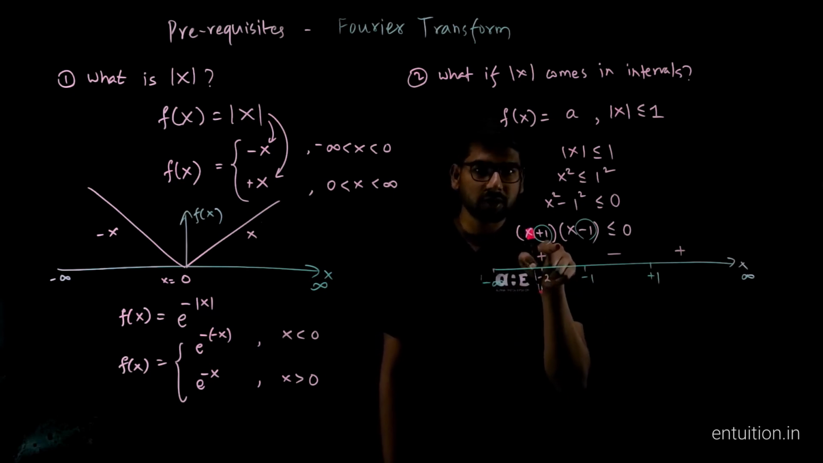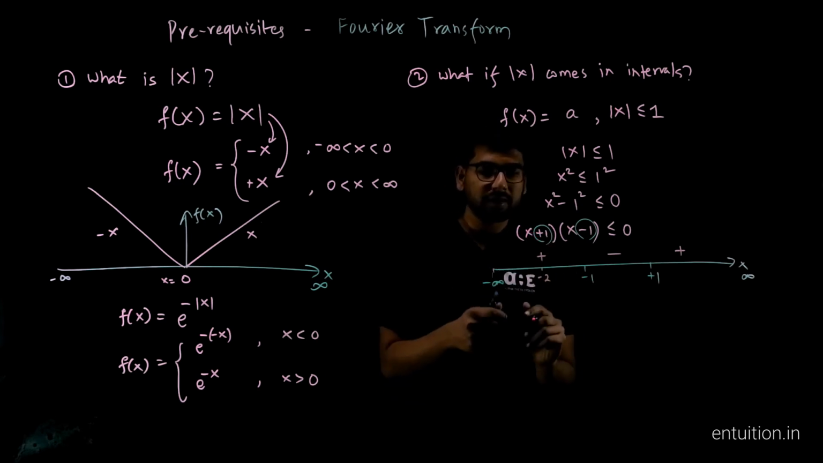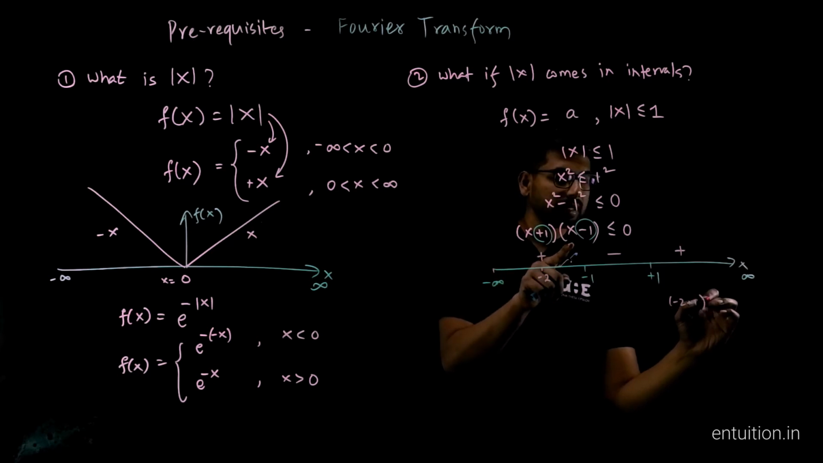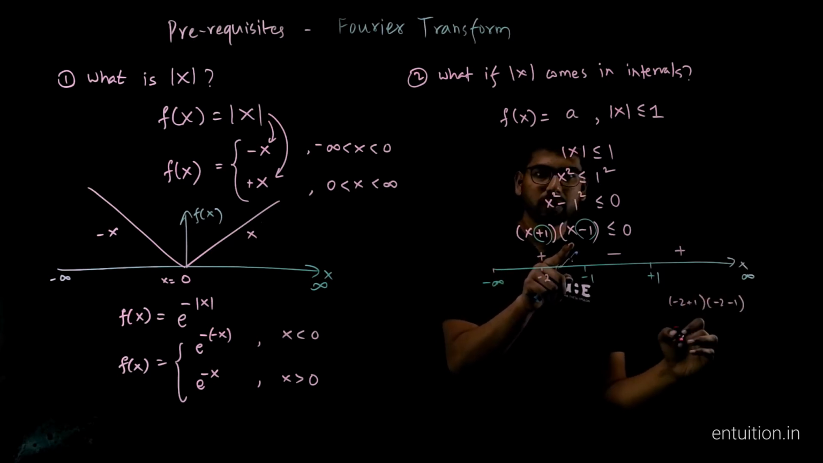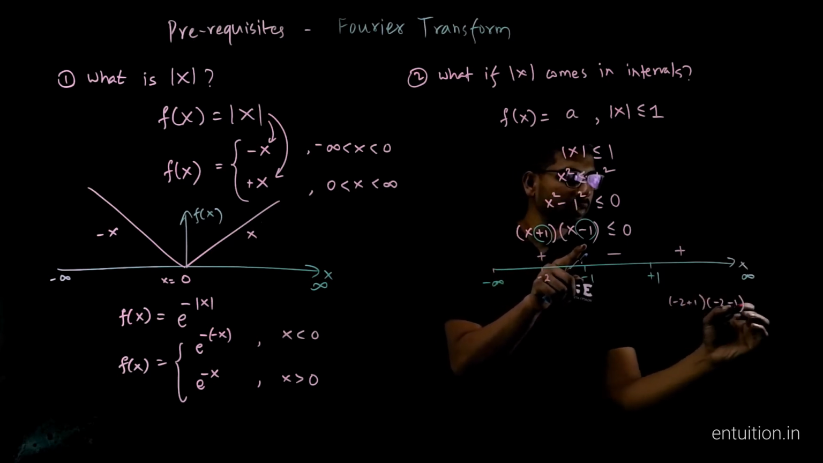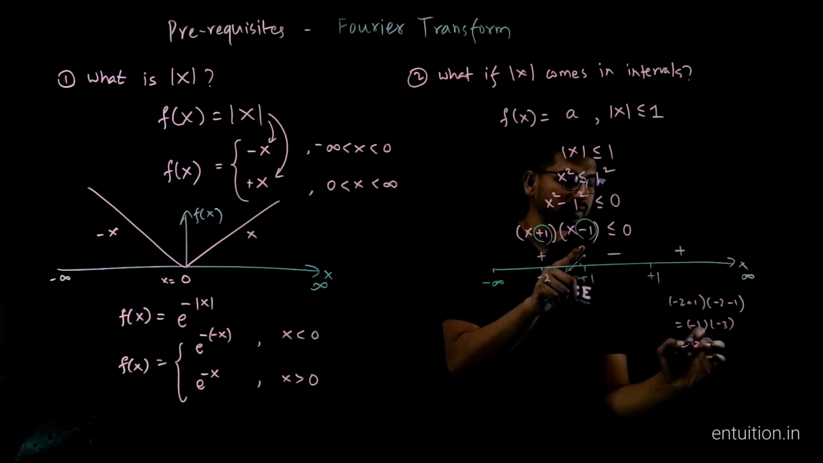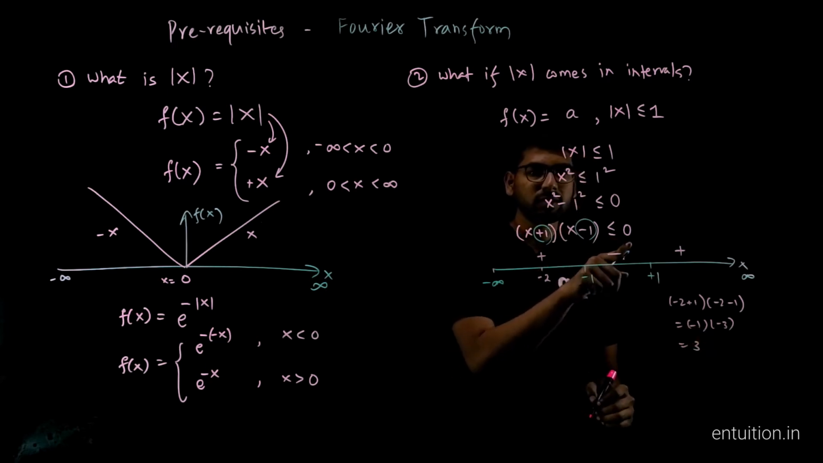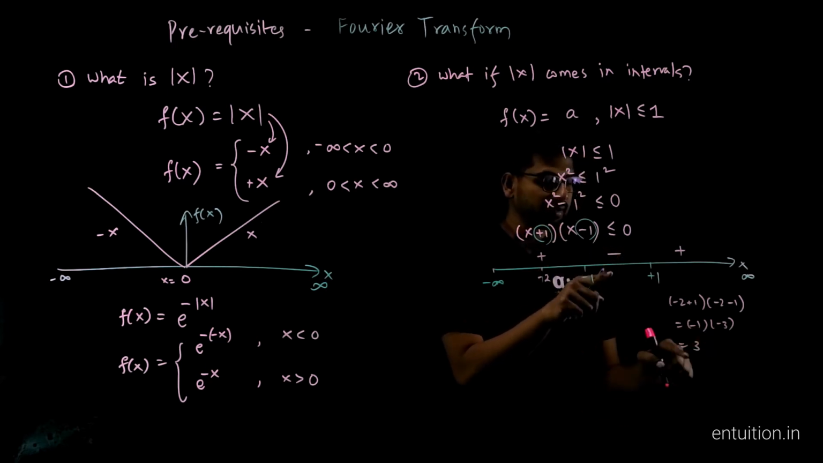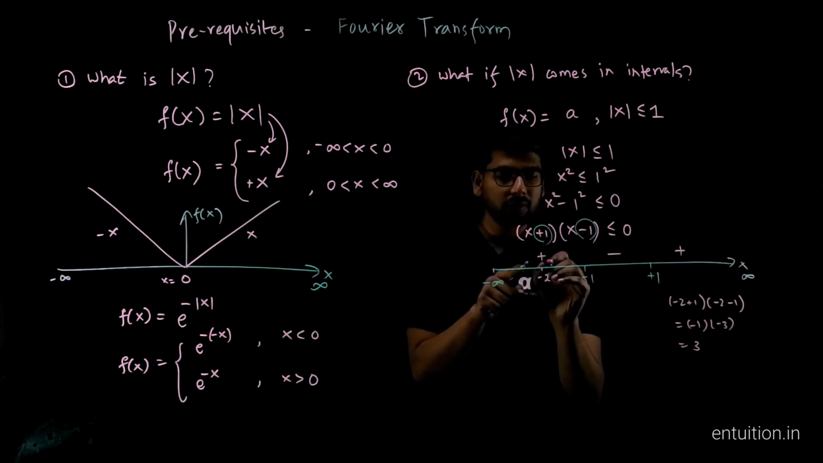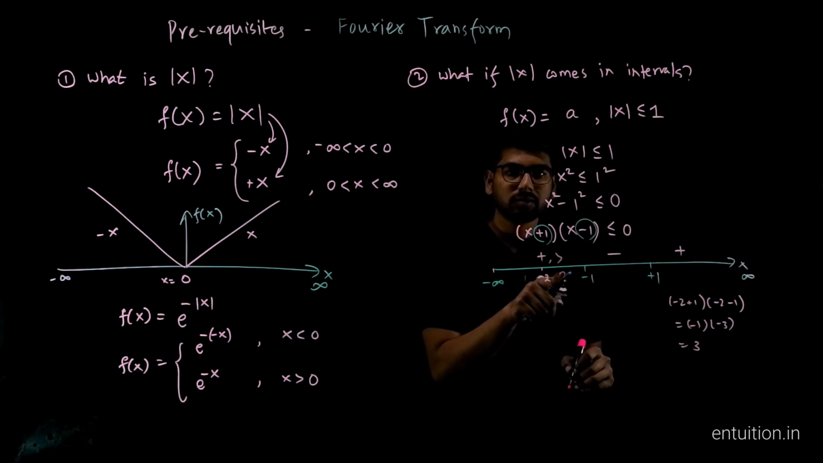If I substitute minus 2 here, what will I get? Let's solve one and see. It will be minus 2 plus 1 times minus 2 minus 1. Minus 2 plus 1 is minus 1, minus 2 minus 1 is minus 3, and minus 1 times minus 3 is 3. Is 3 less than 0? It is not, 3 is a positive number. So it is greater than 0, right?